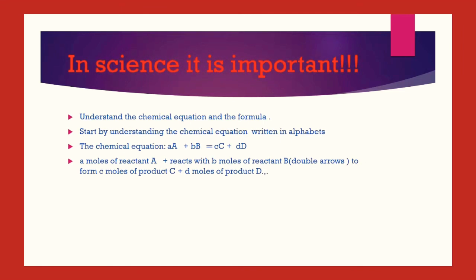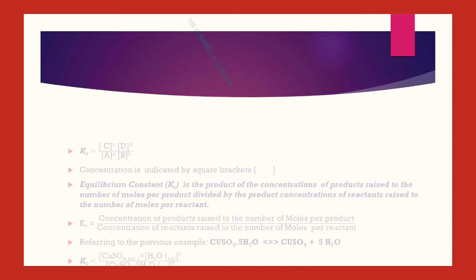In science, it is important to understand the chemical equation and the formula. Start by understanding the chemical equation written in letters of alphabet. Let me read the chemical equation in the textbook. A moles of reactant A reacts with B moles of reactant B, double arrows, showing reversible reaction, to form C moles of product C plus D moles of product D.